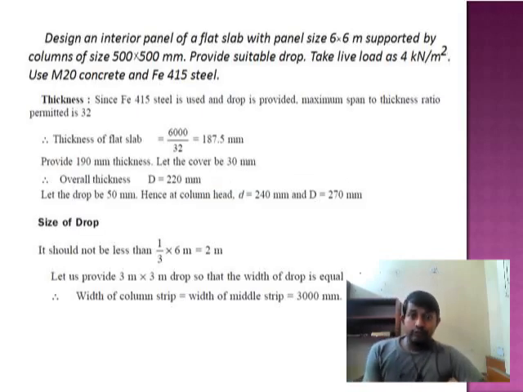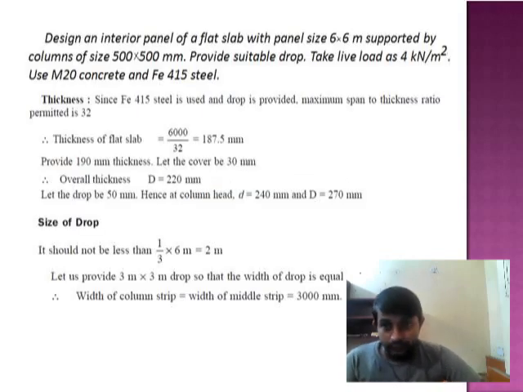Now we are going for the design of a flat slab. A flat slab panel of size 6.6 meter is supported by columns of size 500 by 500 mm. Live load is given as 4 kN per meter square. Also given are M20 concrete and Fe415 steel.